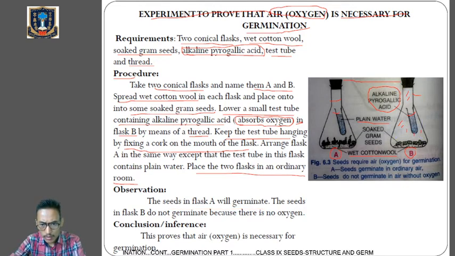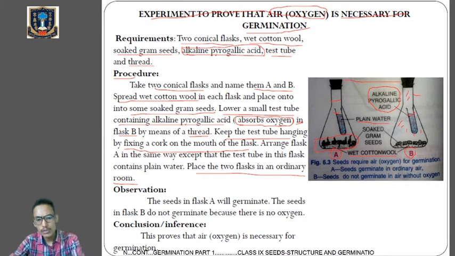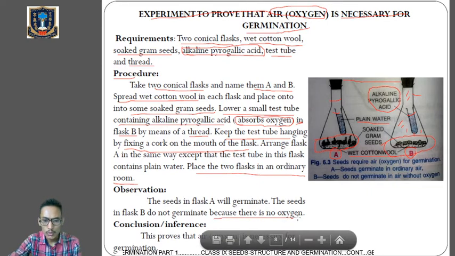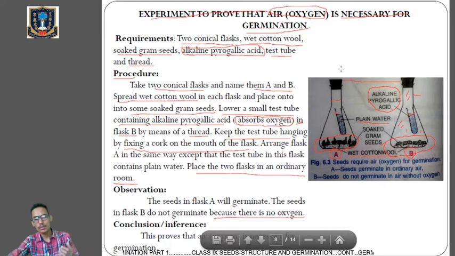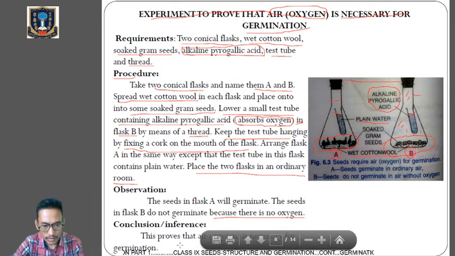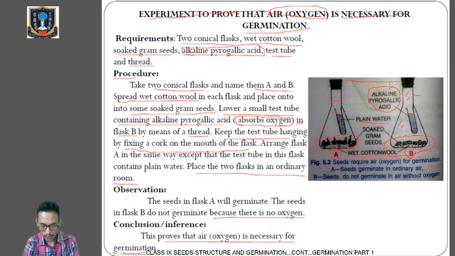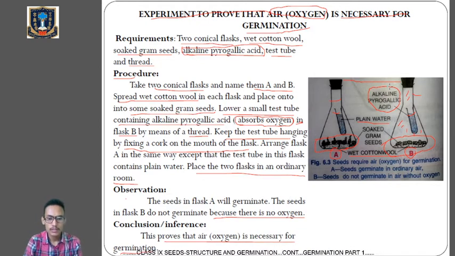So seeds in flask A will germinate. All the seeds which we are seeing over here in conical flask A will show the process of germination. But the seeds present in conical flask B will not germinate. Why? Because there is no oxygen. So what will be your observation or conclusion? Your inference will be that oxygen is necessary for germination.